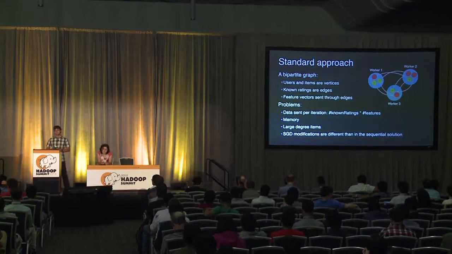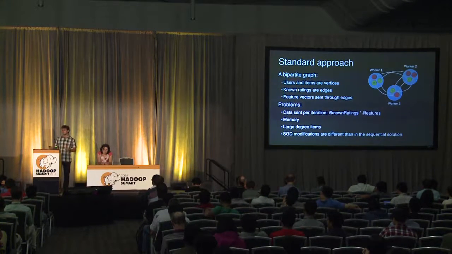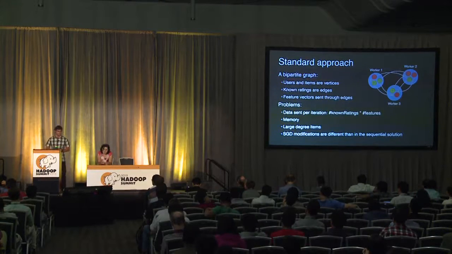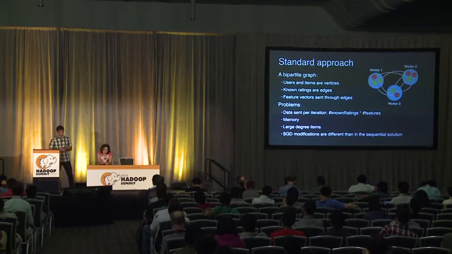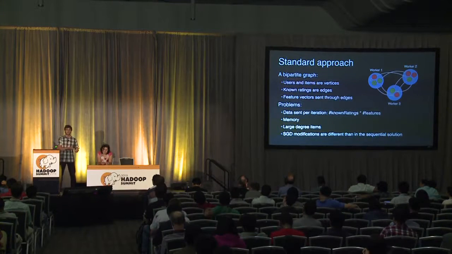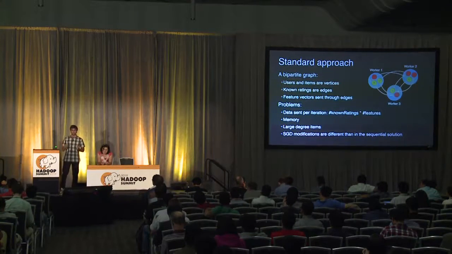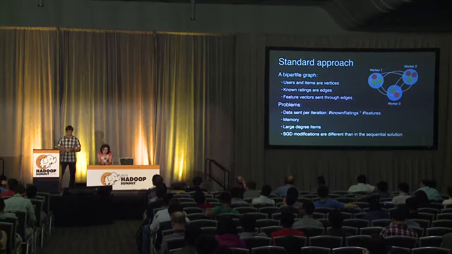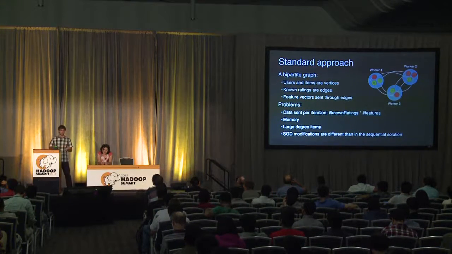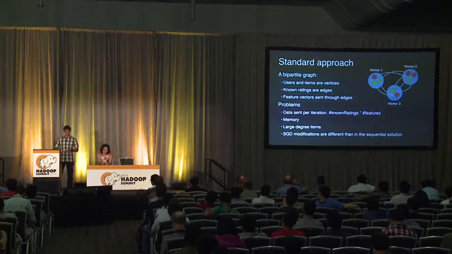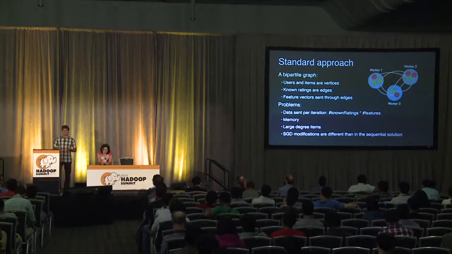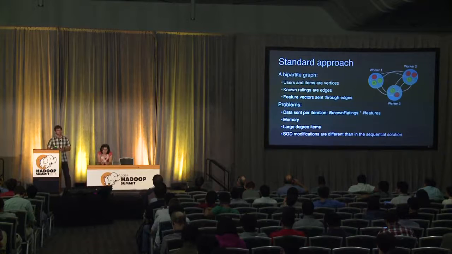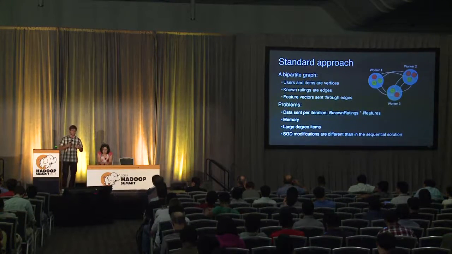In addition, large degree items also cause computation and memory issues simply because we need to process a lot of data for all of these. There are items that have millions of users who rated them, and we need to process them. Finally, there is also one problem with stochastic gradient descent: this algorithm is not the same as the sequential one, which runs on one machine, because we are always dealing with the feature vectors that come from the beginning of the iteration, not the latest ones.